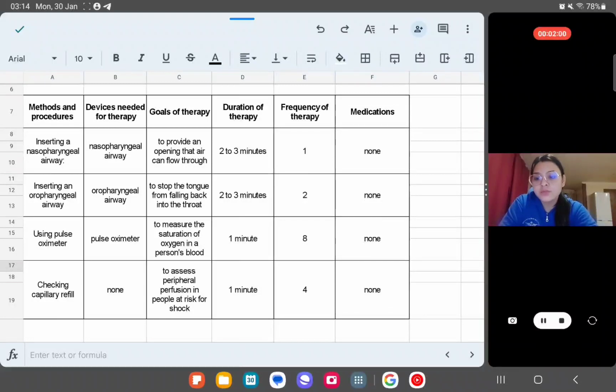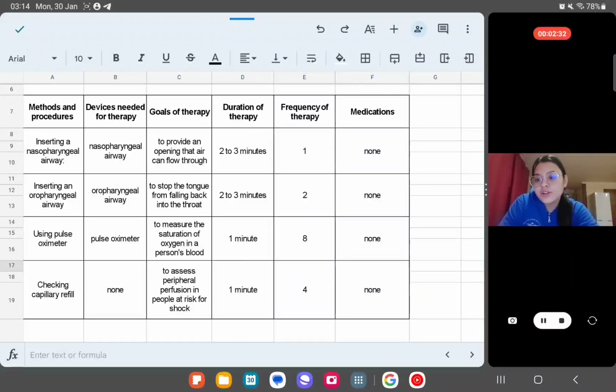The third activity was we tried to use a pulse oximeter, and of course, we used a device, which is a pulse oximeter. And this therapy or practical work is for measuring the saturation of oxygen in a person's blood, and the duration of this therapy is quite short. It's around 1 minute. It's easy, and we did it 8 times, and there were no medications used.